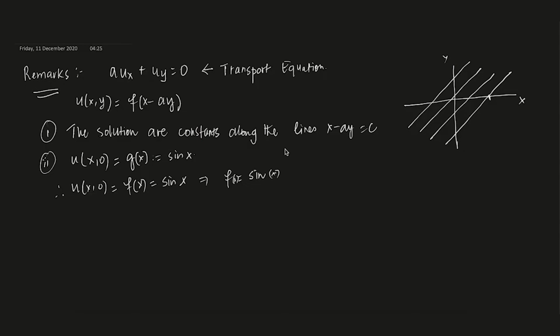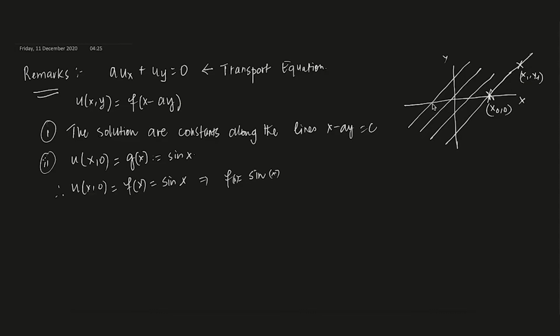Yeah. So what is happening here is this. See, let's say you are given information u of x0 equals sine x. Let's say at this point is x naught 0. Okay. And you know what the value of u is at this point. Now if you go to any point on this line, let's say this point is some other point x1 y1, but it lies on this line.